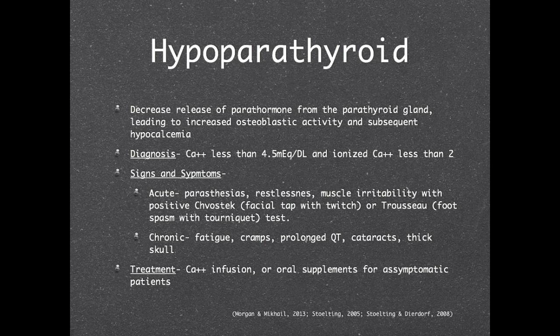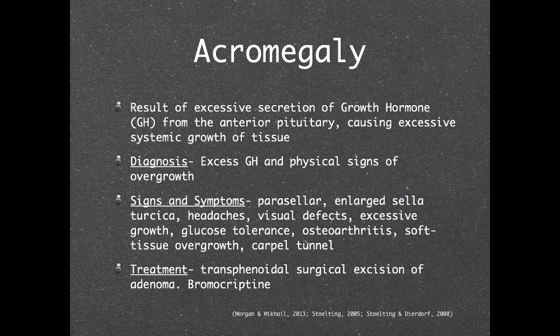the upper leg. Chronic signs and symptoms include fatigue, cramps, prolonged QT, cataracts, and a thick skull. Treatment includes calcium infusions or oral supplements for the asymptomatic patient. Like diabetes insipidus and SIADH, acromegaly is essentially a pituitary dysfunction.